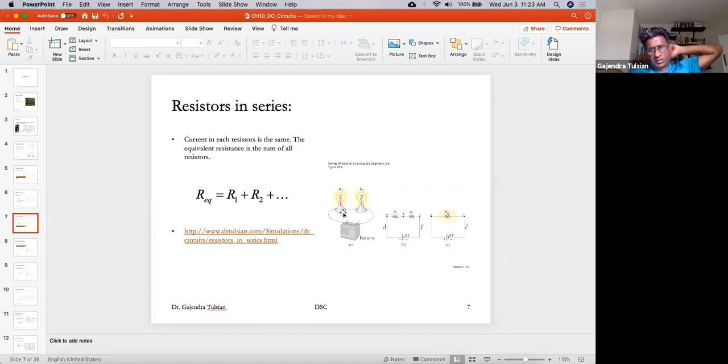When resistors are connected in series, the equivalent resistance is just the sum of the resistors. So if you have a bunch of them, the equivalent resistance is just the sum of the resistors. And you see the current through each resistor is the same. However, the more resistors you have, the lower the current from a given battery, for a given voltage.